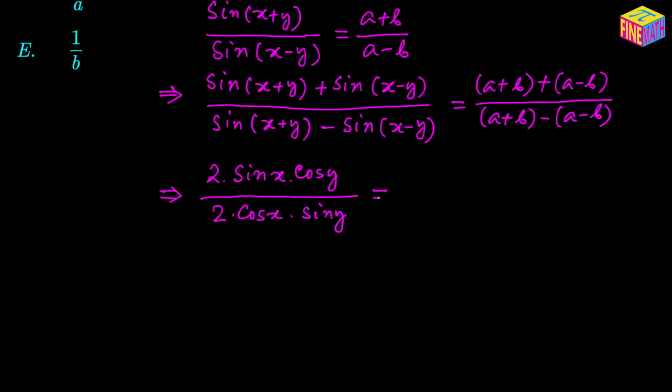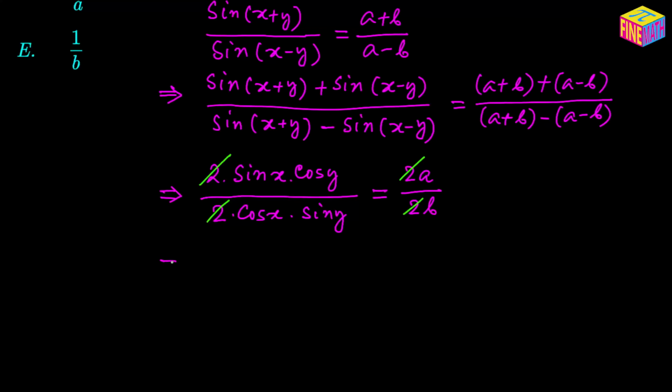And then on the right hand side we have a plus b plus a minus b, so plus b and minus b will cancel each other, so we will have 2 times a over 2 times b. Now this 2 and this 2 will cancel out each other. Here again this 2 and this 2 will cancel out each other.